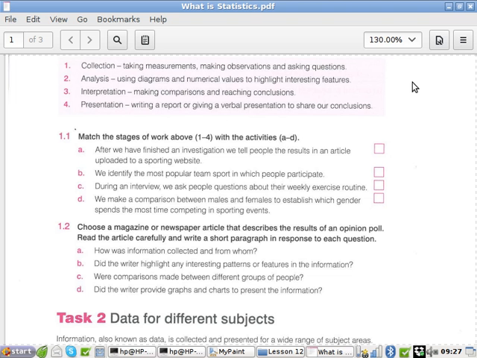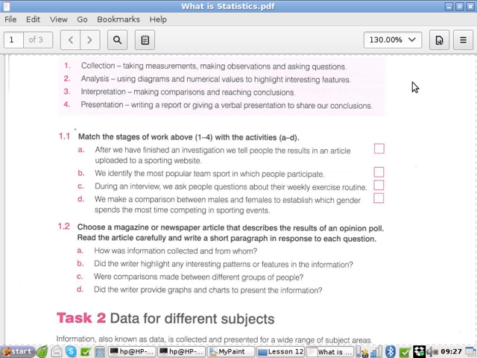We're finished? Let's have a look. After we have finished an investigation, we tell people the results in an article on a website. So which step is that? 4, the presentation. We identify the most popular team sport in which people participate. 2. Might be 2.